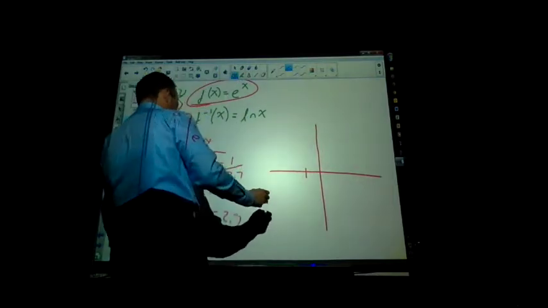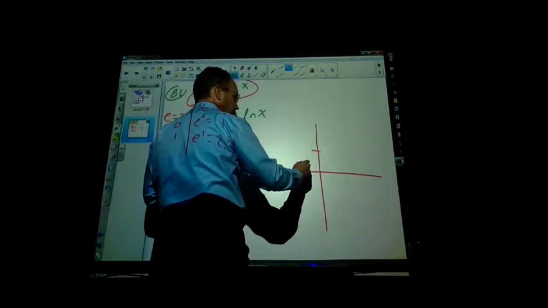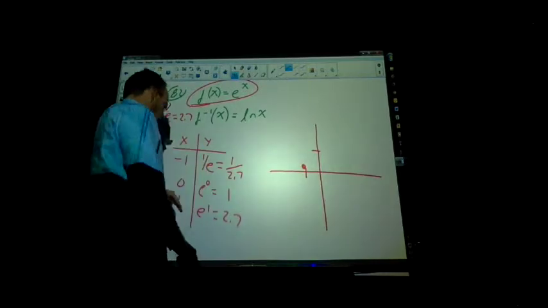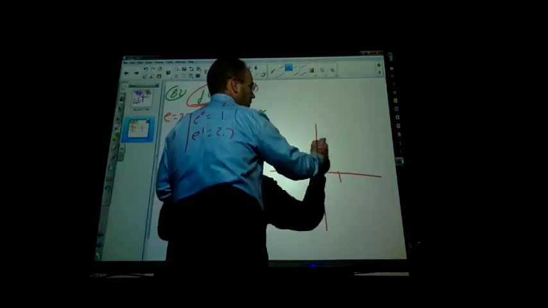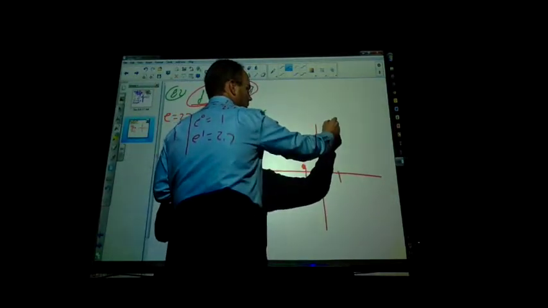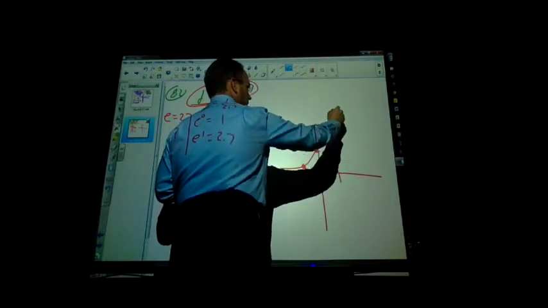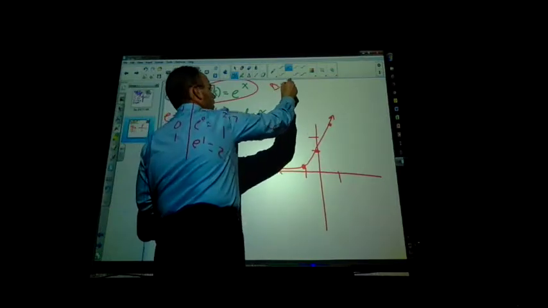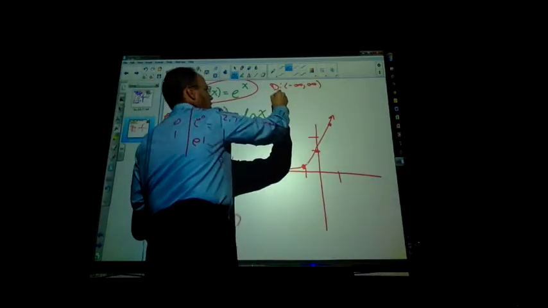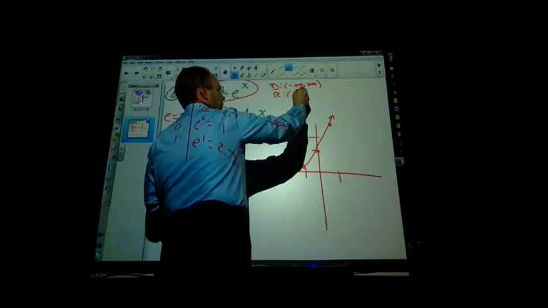So -1, and then 1/3, then 0 comma 1, and then 1 and 2.7. E to the x looks very similar to the log, which it should, because e to the x is an exponential. Log deals with exponents, the same terminology. The domain of this appears to be negative to positive infinity, and the range appears to be 0 to infinity.